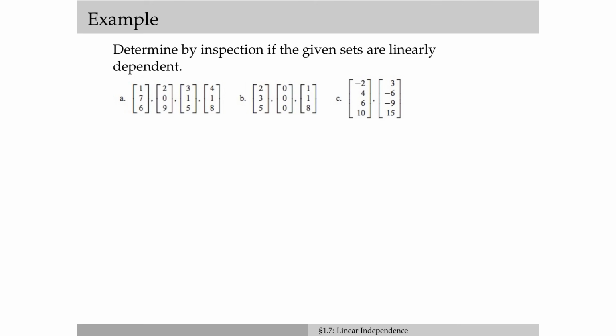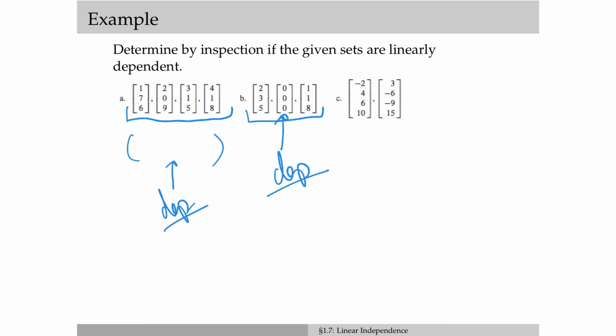Now, let's determine by inspection if the given sets are dependent or not. This requires zero calculation. The first case, if I formed a matrix out of this, it would be a fat matrix, wouldn't it? Well, that means it must be dependent. This next one, what's wrong with that collection? Well, it has a 0 vector. Therefore, it is dependent.